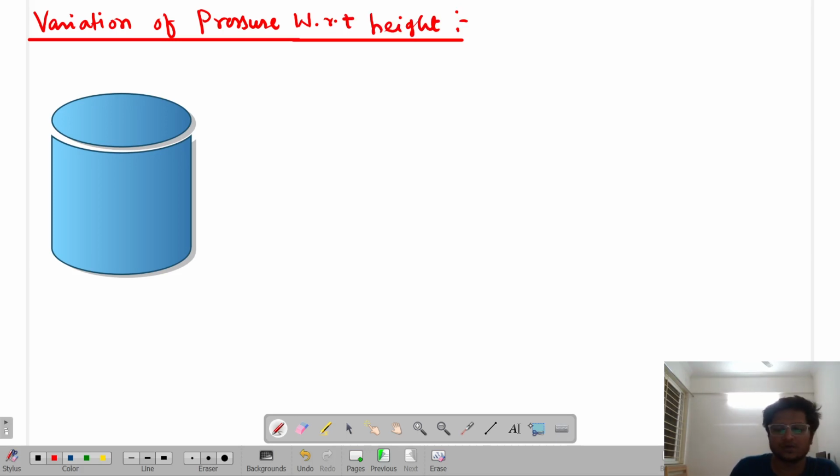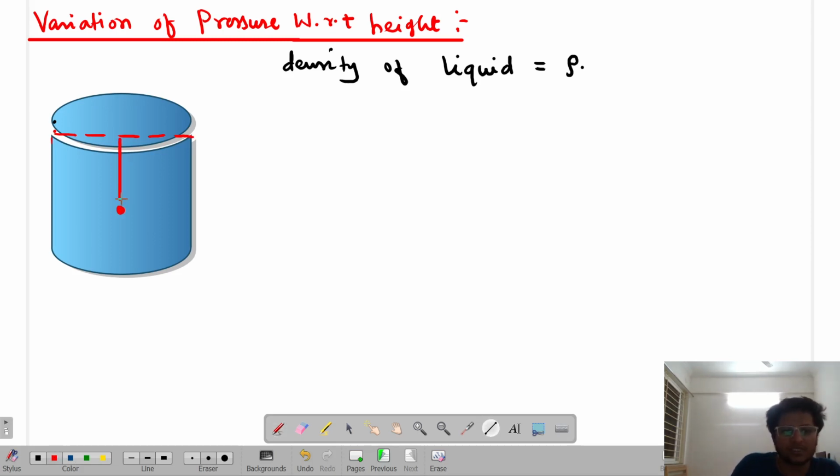So let's suppose this was our container, which I have filled up with some kind of liquid, means these are the walls of the container, and the liquid has density rho. This is my water surface level. I want to know what the change in pressure can be if I go to such a depth d below, isn't it? We need to find it. Are you able to get me or not?